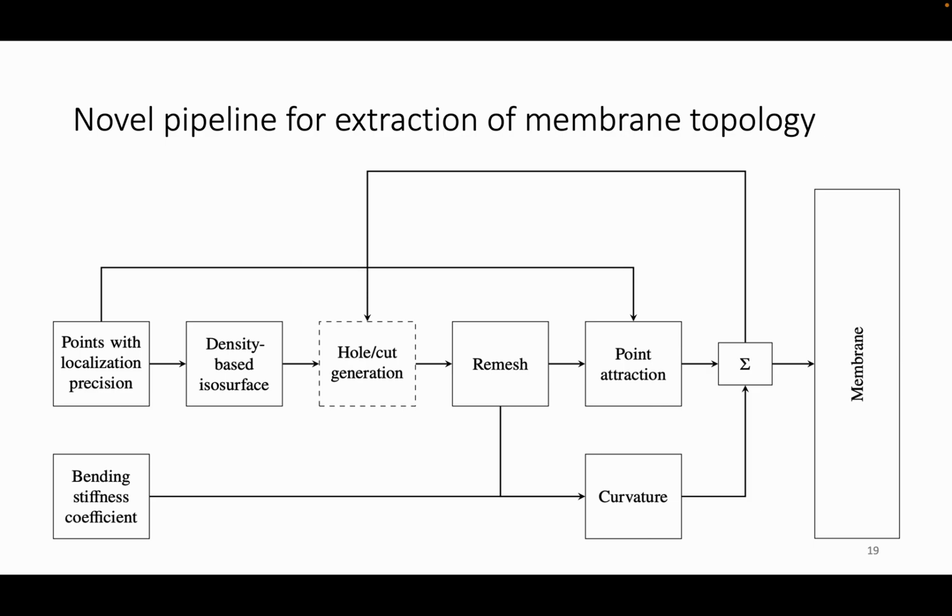In the event that after a few iterations convergence hasn't happened, we pass it back to the hole and cut generation and remeshing steps just to make sure that we're still dealing with a high numerical quality mesh, and we go again.